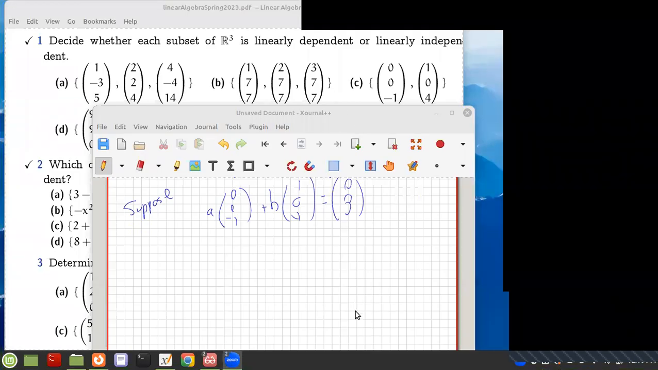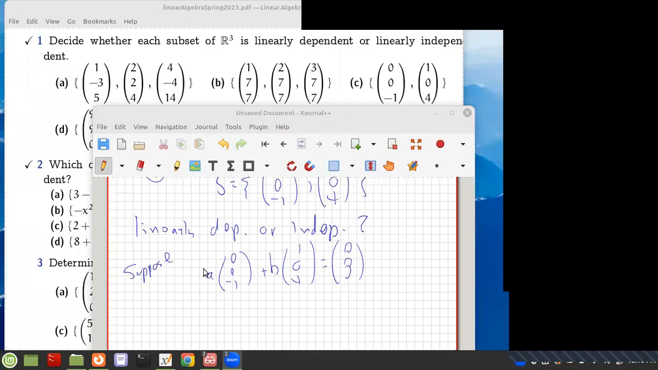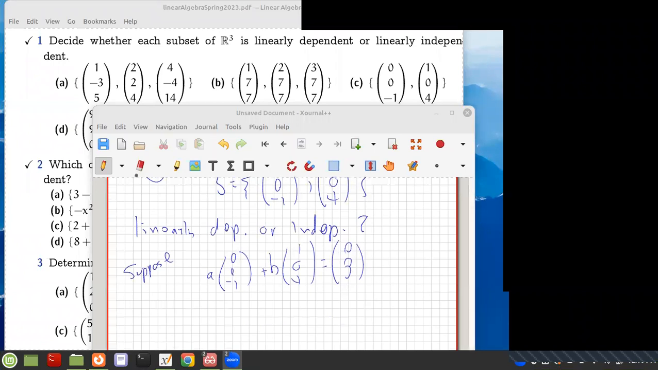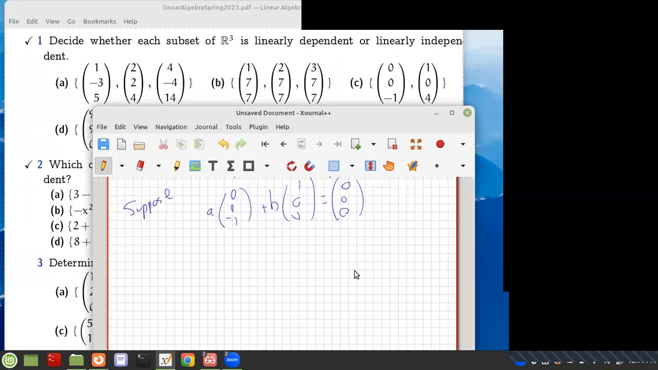Okay, so let's go and look at the solution. You first suppose that the linear combination of the two vectors is equal to 0. Then you can write down the augmented matrix of a linear system: 0, 0, minus 1, 1, 0, 4, 0, 0, 0.